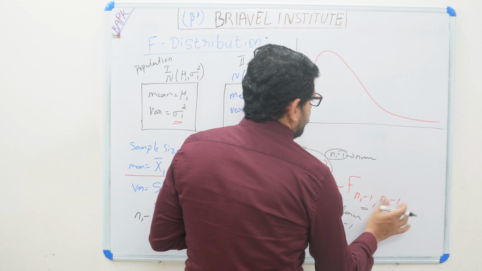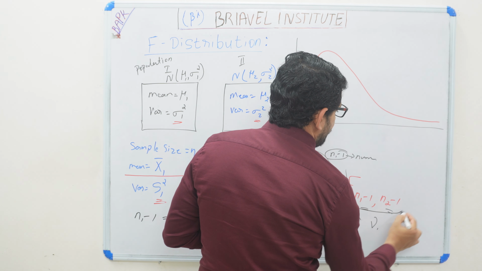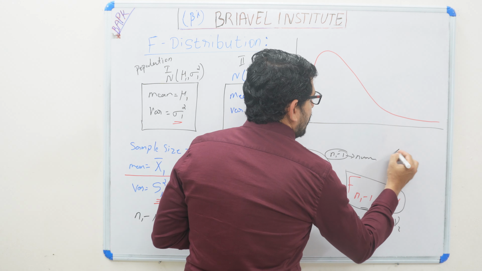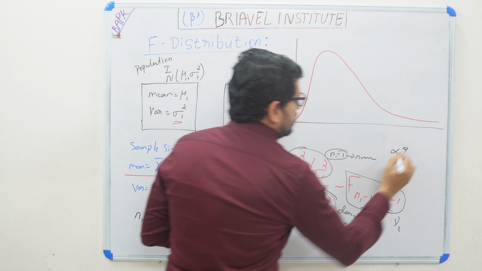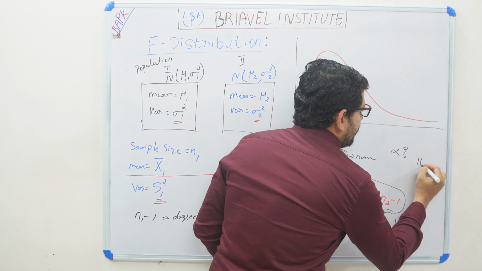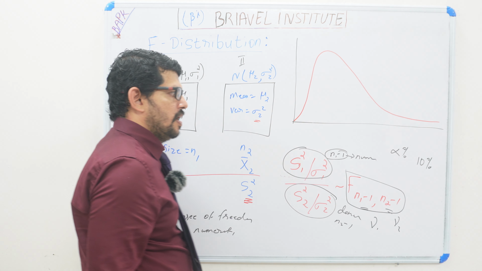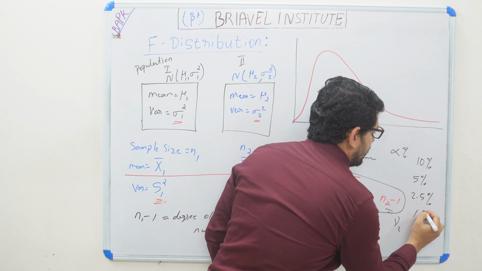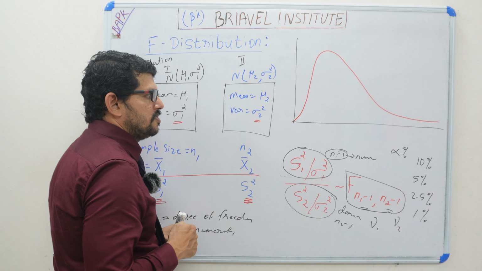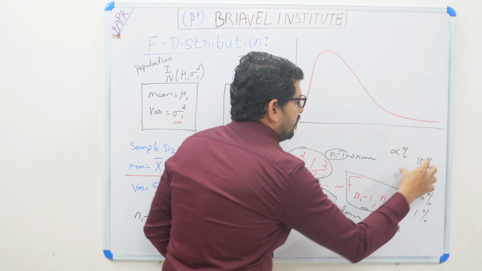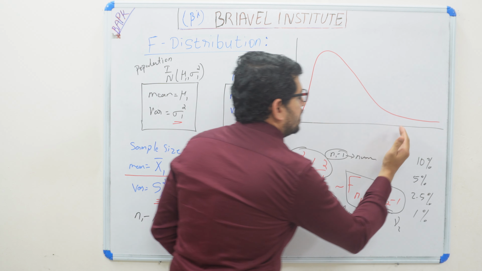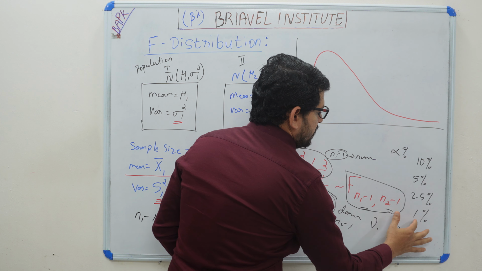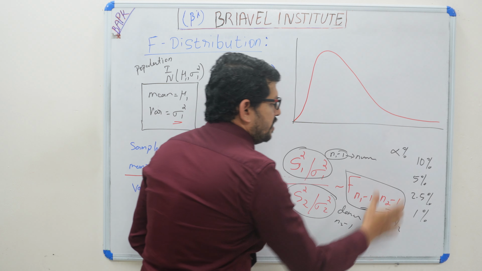So this F value is explained at some significance level. The significance level we can call alpha, and alpha is given as a percentage. In our table we have a 10% significance level, 5%, 2.5%, and 1%. What is the meaning? A 10% significance level means 90% is falling inside and 10% is falling outside. Similarly for 5%, 2.5%, and 1%, the table values will be here.